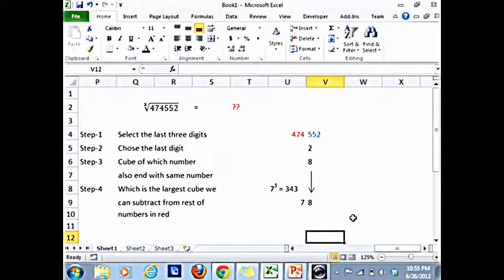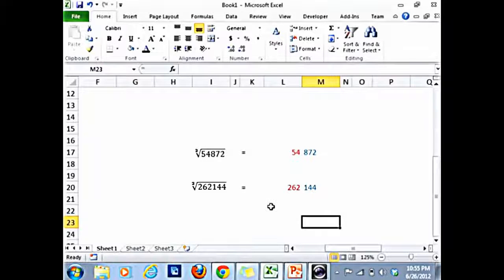Let me give you another example. I have 54872. It can be written as 54 and the last 3 digits, 872. The number ends with 2, and 8 cube also ends with 2, so I will write 8 here. And then 54. The largest cube I can subtract from 54 is 3 cube. 3 cube is 27 and 4 cube is 64, so I cannot subtract 4 cube. So I will write 3 here. So the answer is 38. As you can see, it was very quick, right?